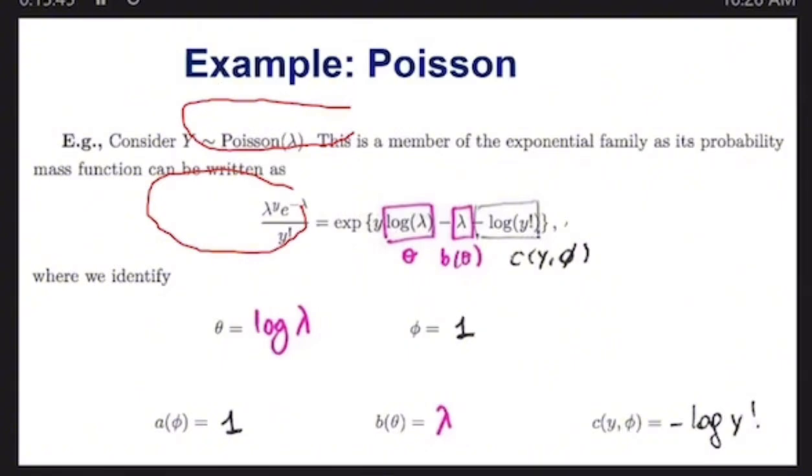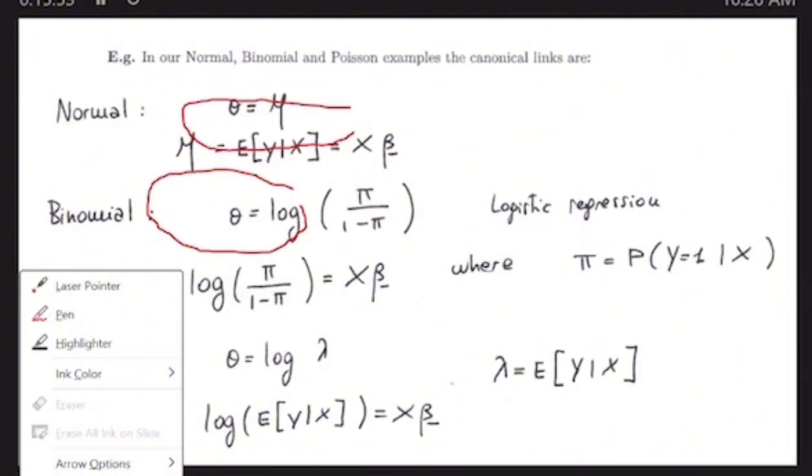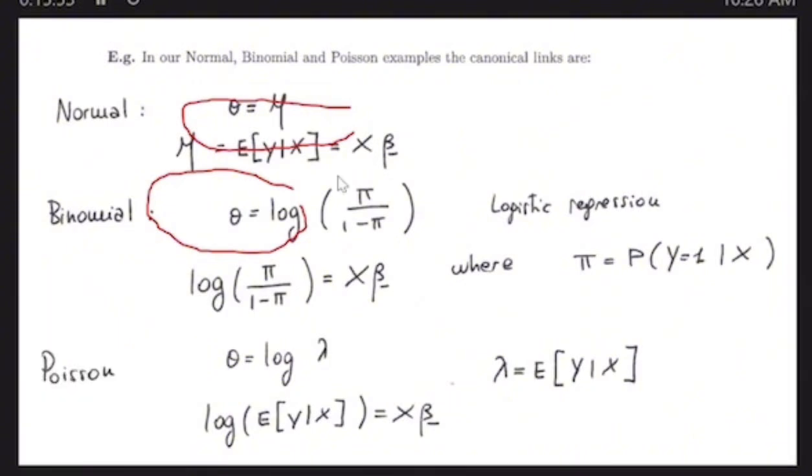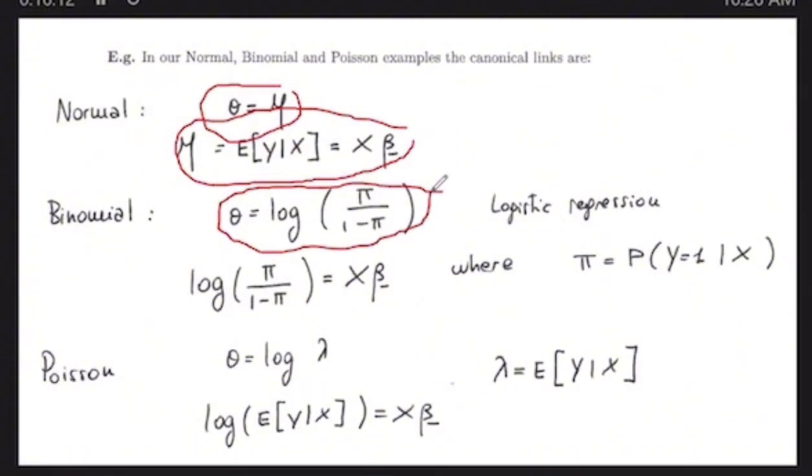Now, if you have that, I'm quickly going to show you this. Please pay attention. The other time, for normal, we derived the link function to be mu. That is what we're going to equate to the systematic component. For binomial, we derived the link function to be log of pi over 1 minus pi, which we call the log of odds ratio, that we also call the logit. That is what I'm going to equate to the systematic component.